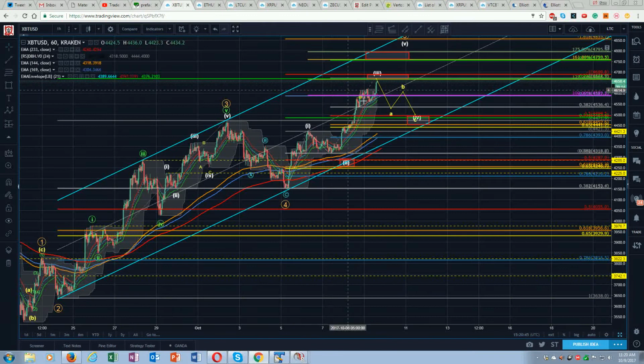Now, if you want to be a little more aggressive, because we know that common wave 4s will go between the 38 and the 50, that might be a partial entry. Now, how would you know whether to go at the 38 or the 50?